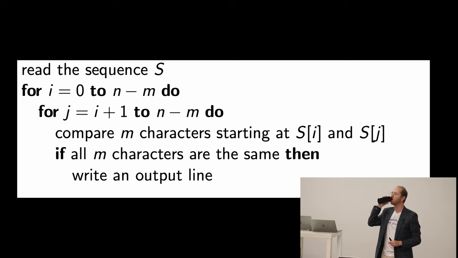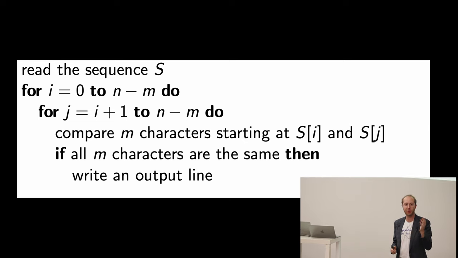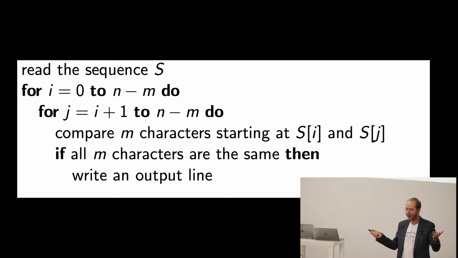Yeah? N squared. Because we do N things, then N things, then N things, and we do that N times. So N, N times is N squared.